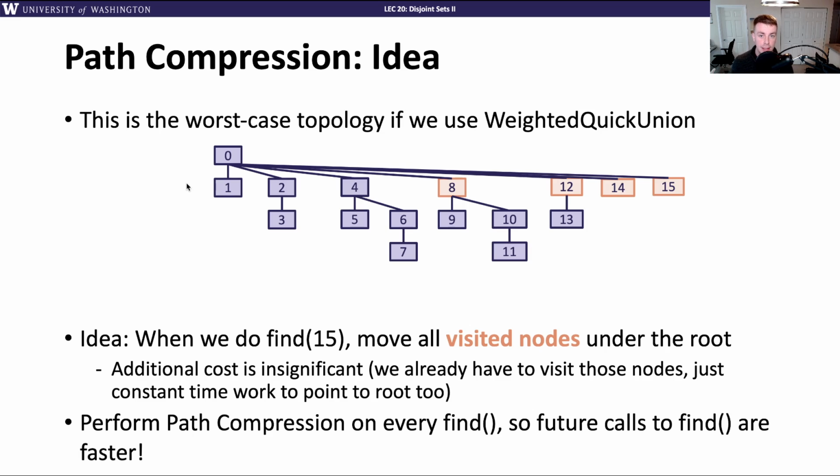Anytime we do find, all of the nodes that we visit along the way up, we change to point to the overall root. And that's just an additional constant factor of work on top of the looping we were already doing to go up the tree. So that is only a small amount of inefficiency added, but now on future calls to find for the same value, it should be constant time.